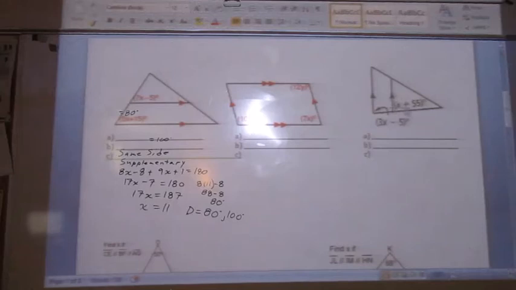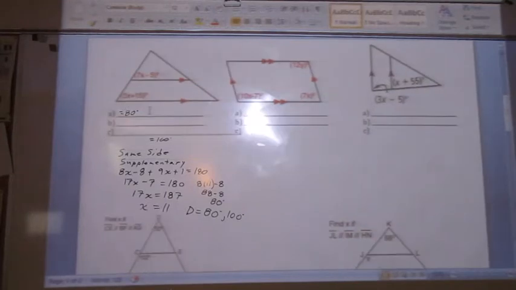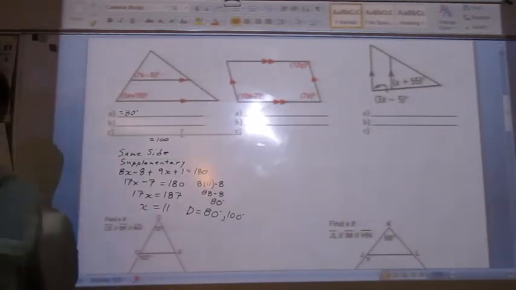This one right here is pretty much the same as this one. It's just a triangle. You have a triangle, right?